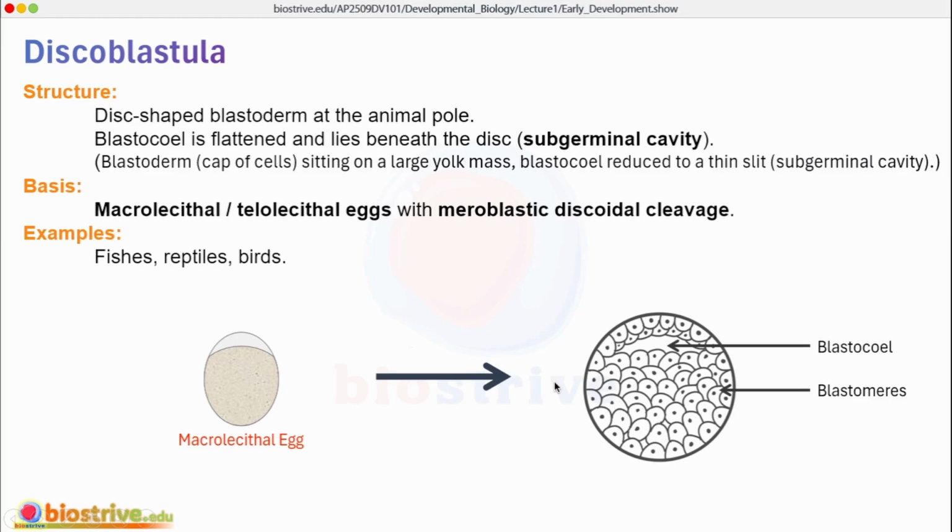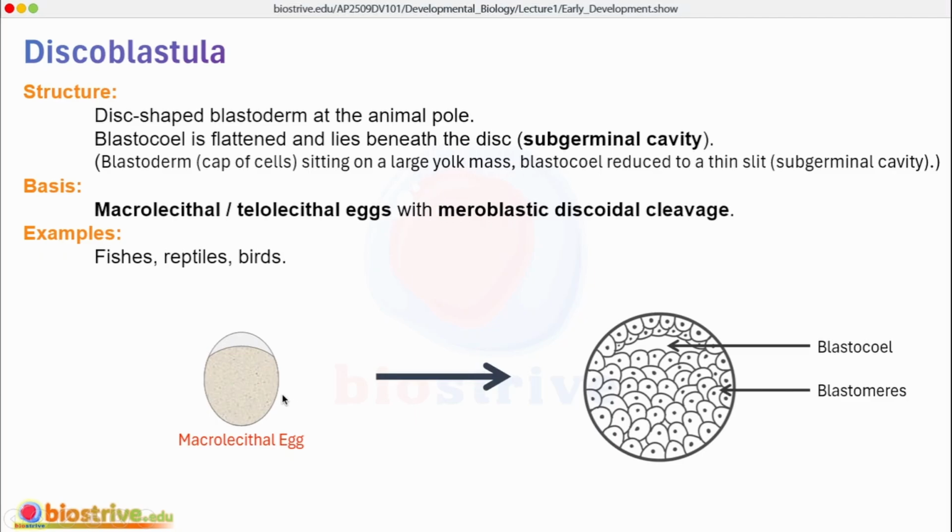Let's move on to discoblastula. The discoblastula is formed from the eggs which have a huge amount of yolk, the macrolecithal eggs, and the yolk is most of the time distributed to only one axis or only one position. For example, the yolk is distributed to this basal half. So such eggs are telolecithal eggs. So we say the macro-telolecithal eggs will form a blastula we call discoblastula.